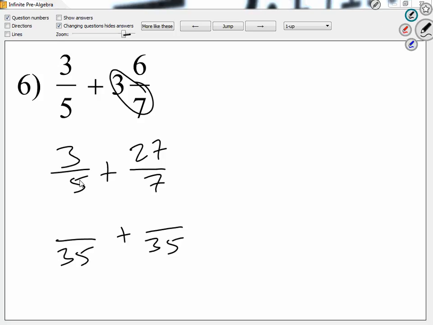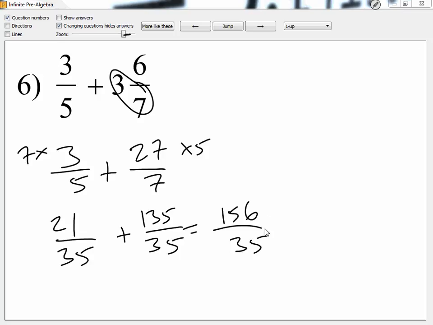How many times does 5 go into 35? 7. So let's multiply the top by 7. How many times does 7 go into 35? 5. Multiply that by 5. So copy the denominator. On the top, how much is 21 plus 135? 156. Bigger number on top, so we have to divide.